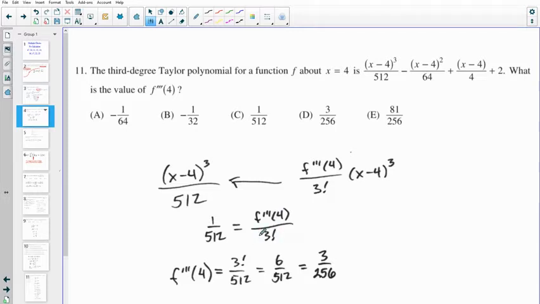Multiply both sides by 3 factorial, which is 6, and then a little bit of simplification. This is the type of simplification that is reasonable and expected for you guys to do on a non-calculator version of a test or a quiz, or the AP test, sorry. Knowing that both of these are even numbers, you can reduce it by a factor of 2. But 3 over 256 is my answer for that one. That is D, as in Dalmatian.